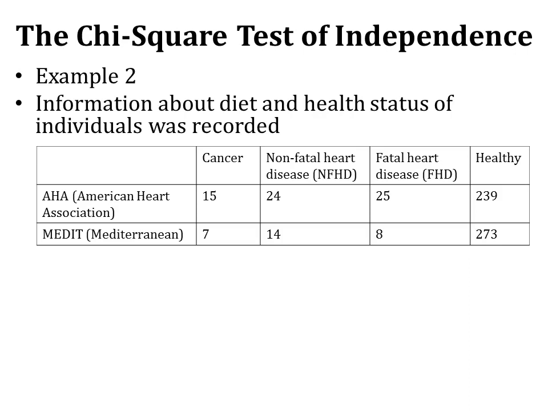So what are the two rows about? The two rows are about one variable, which is the type of diet. And there are two types of the diets: the American Heart Association recommended diet and the Mediterranean diet. So the variable which is presented in rows is the type of diet, and the variable which is presented in columns is the health status of individuals. And there are four categories in this variable: cancer, non-fatal heart disease, fatal heart disease, and healthy individuals. So these are the observations that we have.